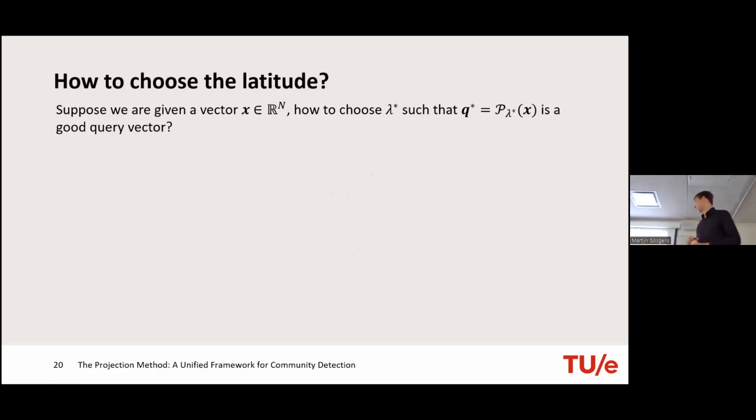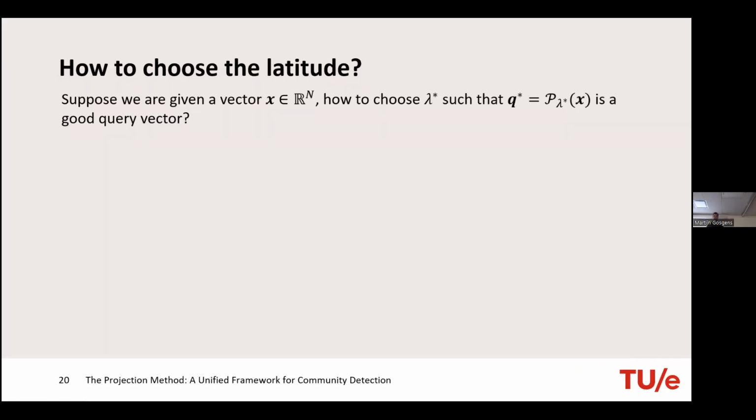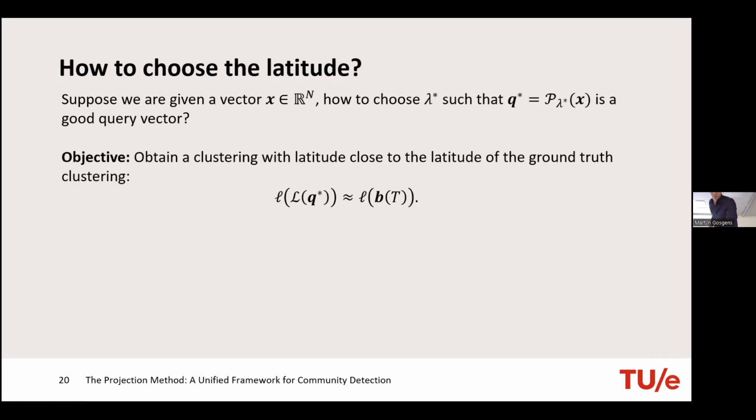So yeah, we're given a vector and we want to decide the latitude so that the projection to that latitude works well in detecting communities. The objective that we take here is we want to detect communities of the right granularity. So we want the latitude of this detected community to be similar to the latitude of the true community.